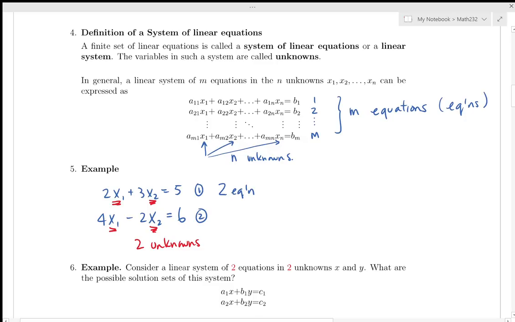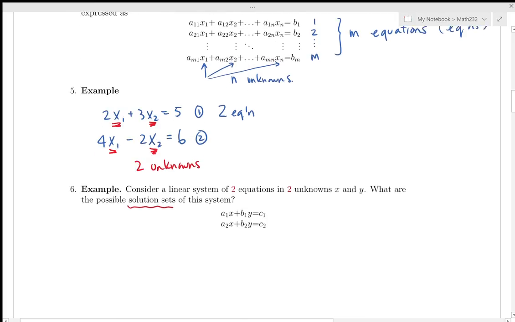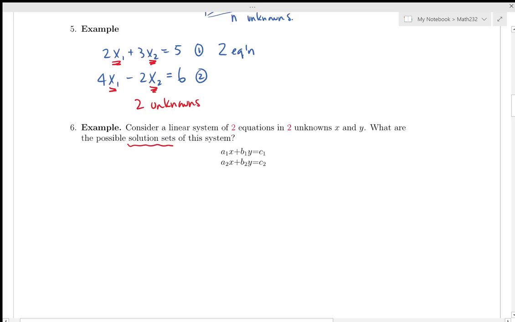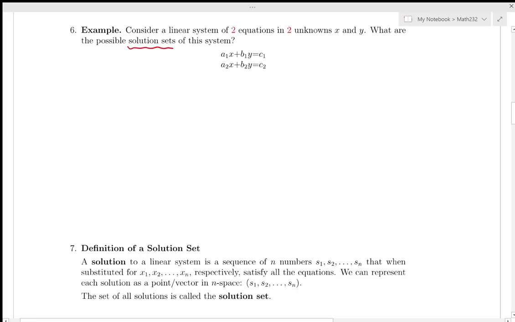We've got two of them, and we have basically three possibilities for what the solution set of this could look like. Okay, what is this word solution set? Let's be careful that we know what that means before we discuss what the possible solution sets of a linear system of two equations and two unknowns look like. So what do I mean by solution set? A solution to a linear system is a sequence of numbers that, when you substitute in for the unknowns, satisfy all of the equations.